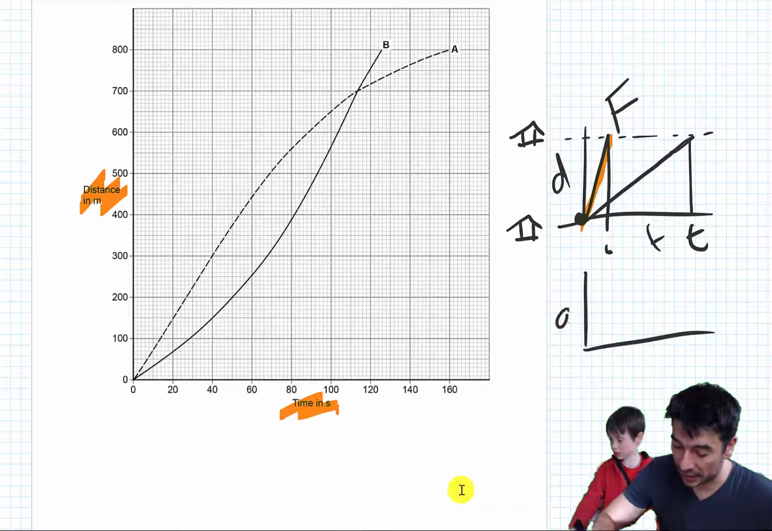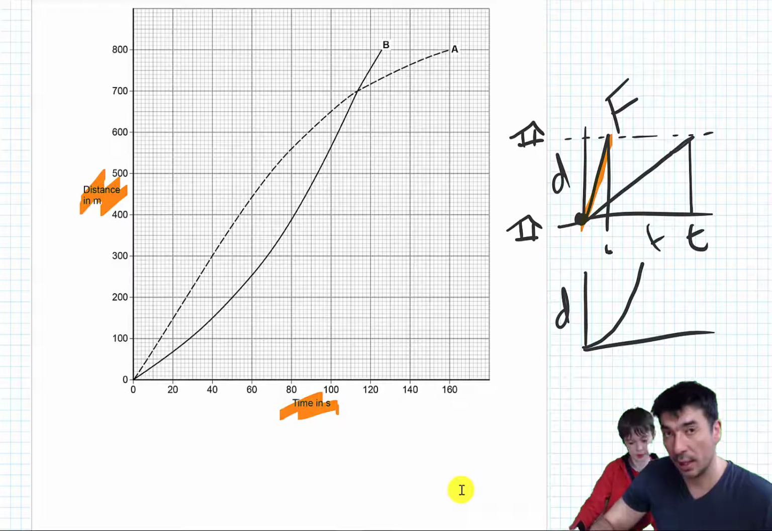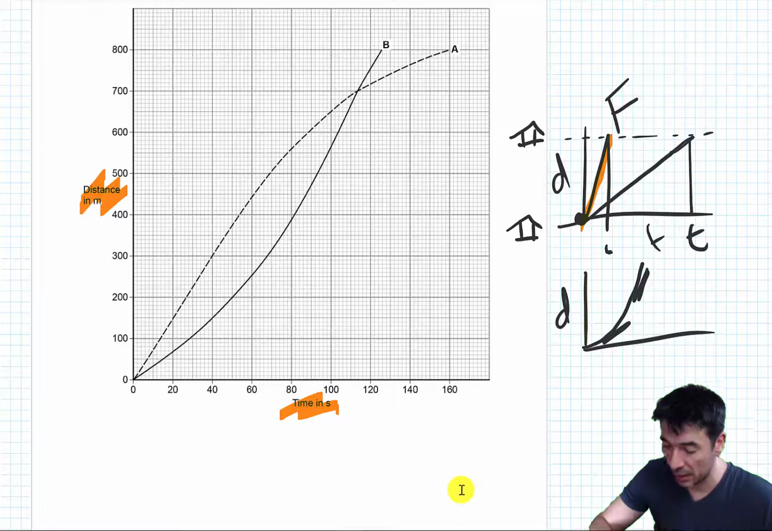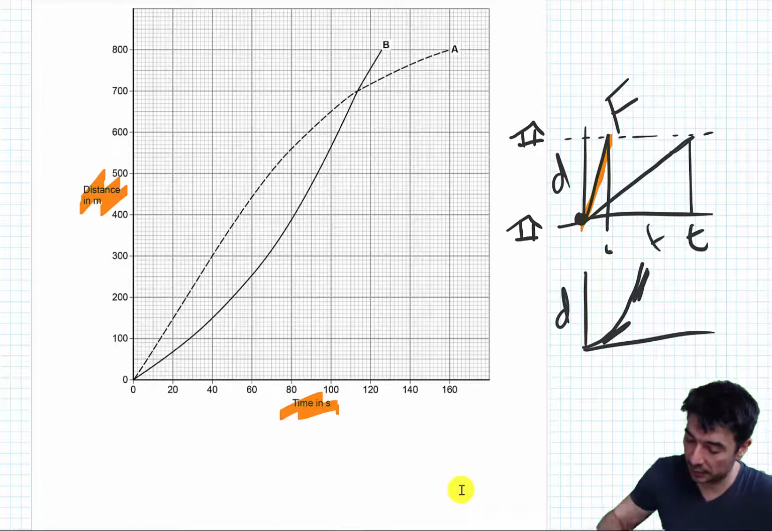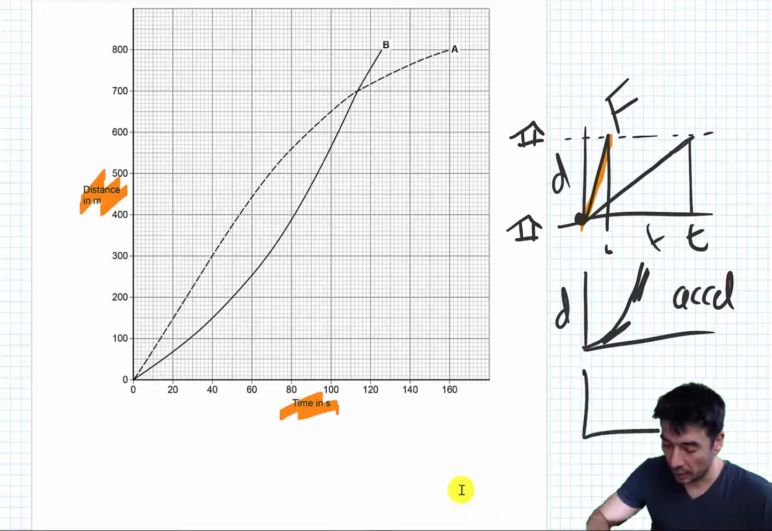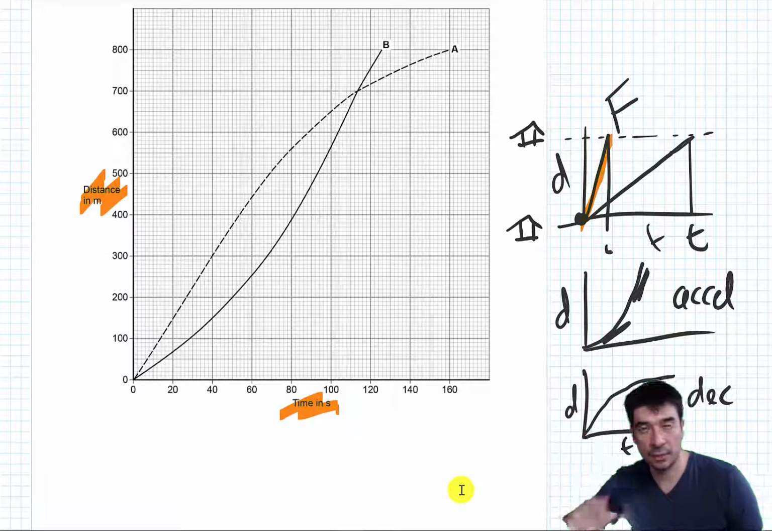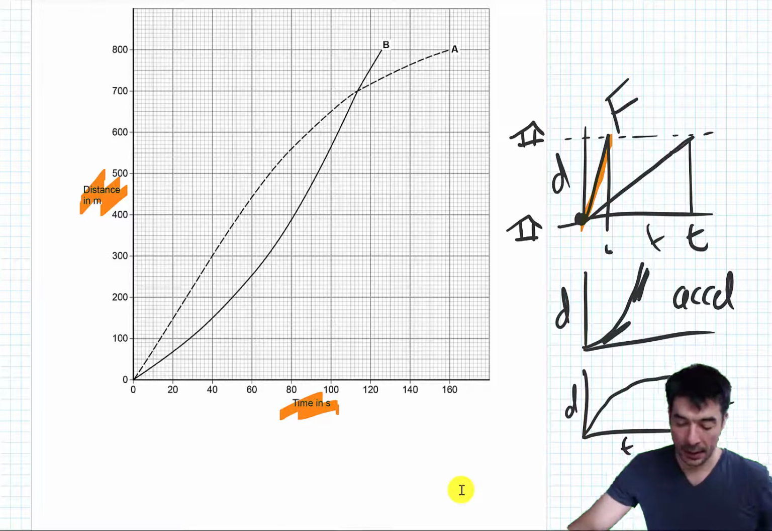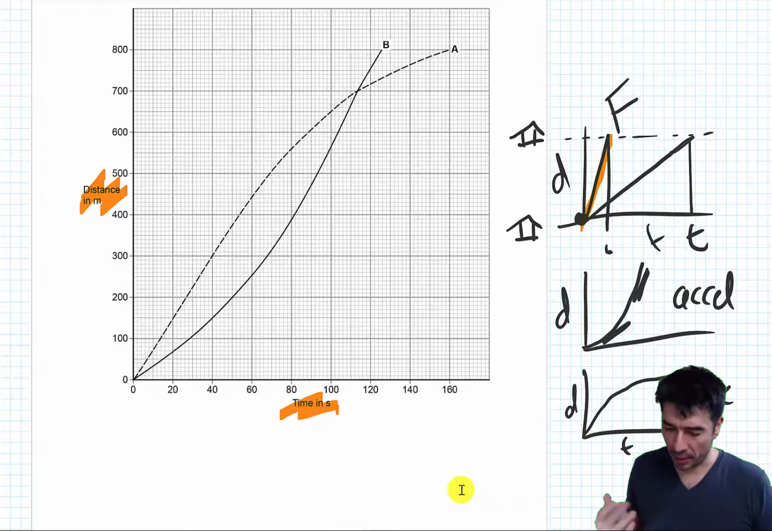And if the line is getting steeper, its gradient is getting steeper. So down here the gradient is low, up here the gradient is high. So it's getting faster. This is acceleration. If the line on a distance time graph is getting less steep, then it is deceleration. Right, so now that we've summarised all that and reminded ourselves, let's have a look.